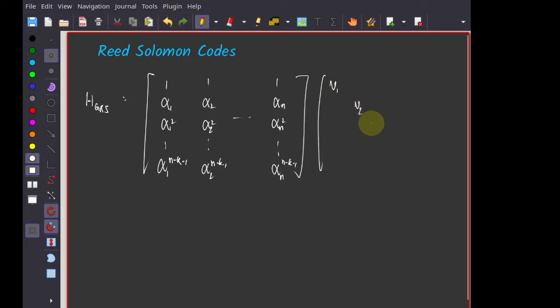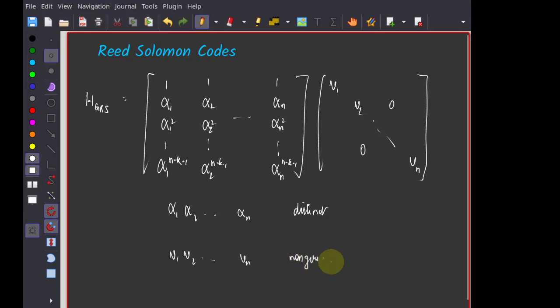It's a diagonal matrix, of the form v1, v2, up to vn, right? Where alpha 1, alpha 2, up to alpha n are distinct and v1, v2, up to vn are all non-zero. So the vi's need not be all distinct, but they have to be non-zero, otherwise it doesn't make sense. It's as though you're removing some of the coordinates.